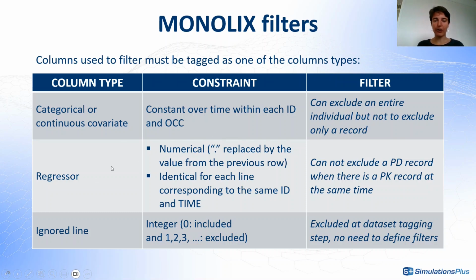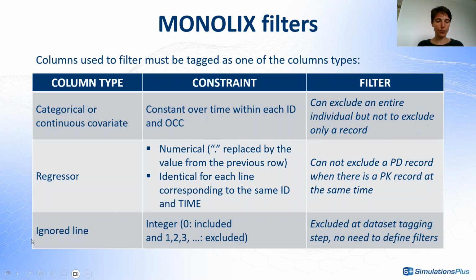The constraints for regressors are that it needs to be a numerical value, and be careful that if you have a dot, it's going to be replaced by the value on the previous row of the data set. And it also needs to have the same ID on all lines that correspond to the same ID and same time. So for example, if you have both PK and PD data that are recorded at the same time points, and you want to exclude only one of the two, that's not going to work.